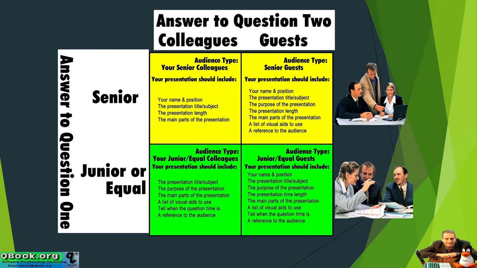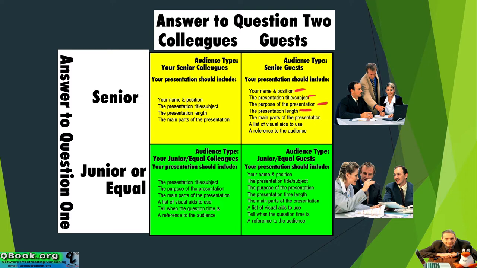Okay, well, let's look at if someone's senior to you and they're from outside your company, then how does that differ? Well, we can see here that there is some difference. At the beginning, of course, you tell who you are and what your position is. You may need to be a little bit more clear because they don't know anything about you. You give the subject of the presentation, but then you need to tell what's the purpose of the presentation. Why are you giving this presentation?